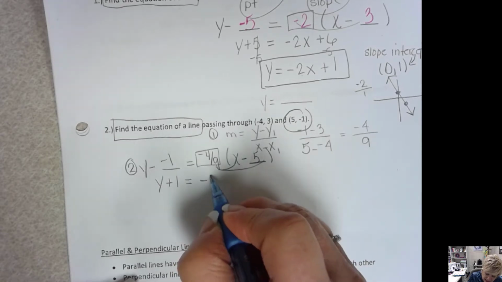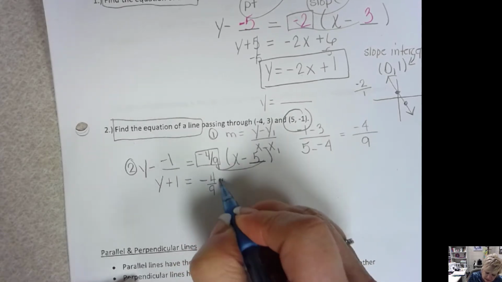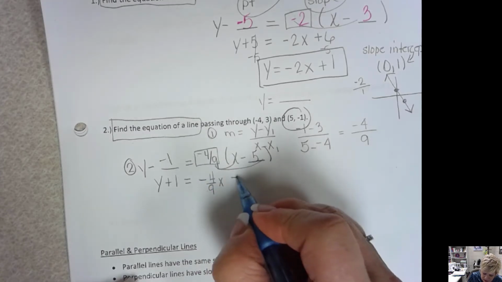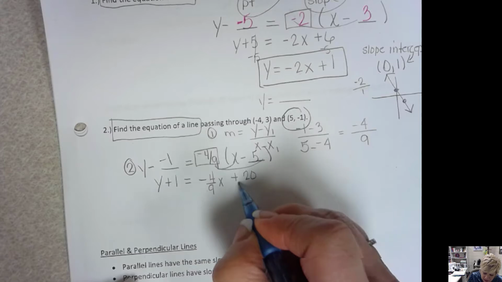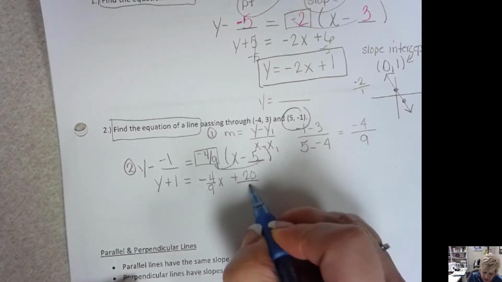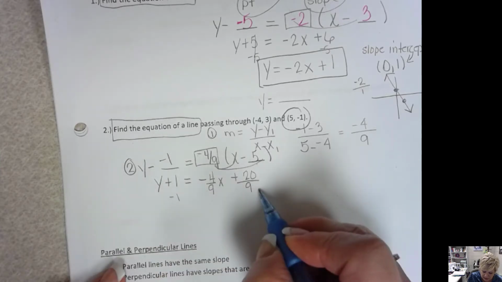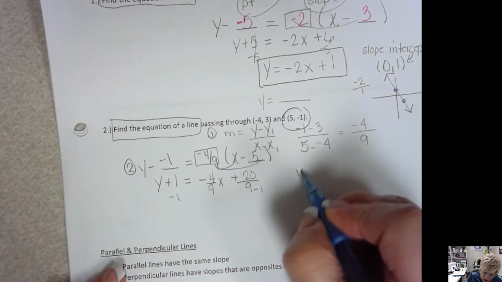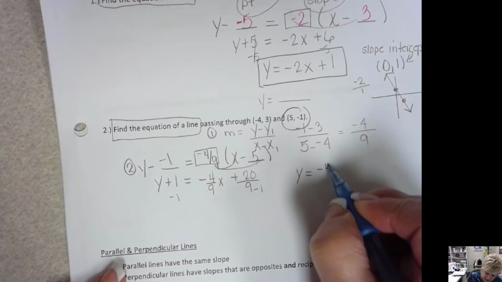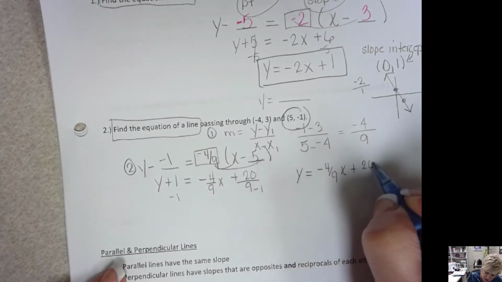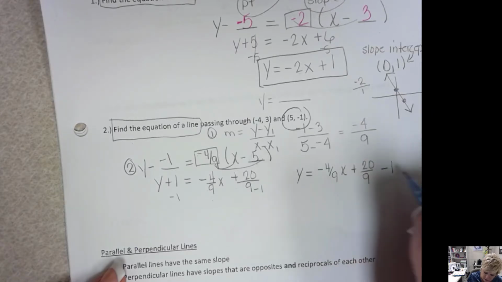So that would be a -4 over 9x. -4 times a -5 is a positive 20. 9 times 1 is 9. Subtract 1 from both sides. We have y equal -4/9 x plus 20 over 9 minus 1.